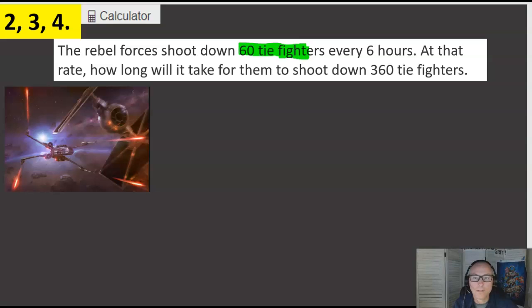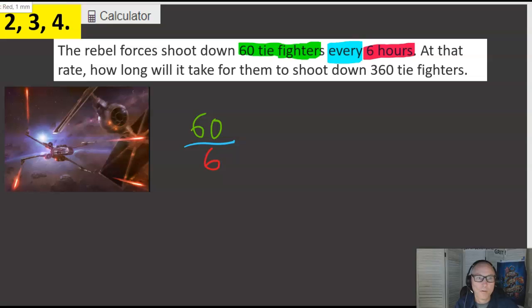Let's see, that's how many are shot down. Every, or per, or to if you're doing ratios, 60 TIE fighters per every 6 hours. Let's put that down in fraction bar form: 60 per 6. Oh, that looks like some nice numbers there. And they want to know, how long will it take to shoot down 360 TIE fighters?